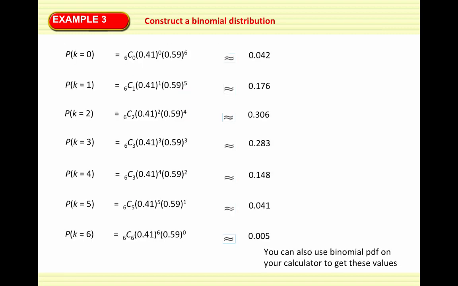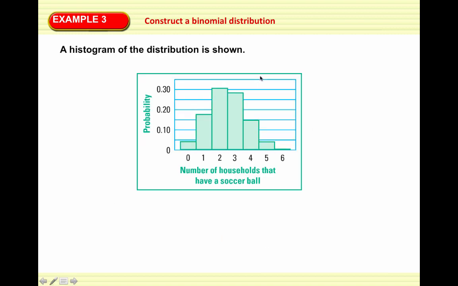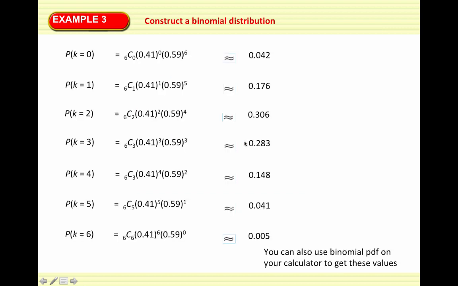All right, so now we're going to make a histogram. So you just scale it appropriately. Here, each bar is 0.05, so here's 0.1, 0.2, 0.3. And you have all your possible outcomes, 0 through 6, and that's the number of households that have a soccer ball, and here's the probability of them occurring. And you draw the bars to the height of the appropriate probability using what you just found.